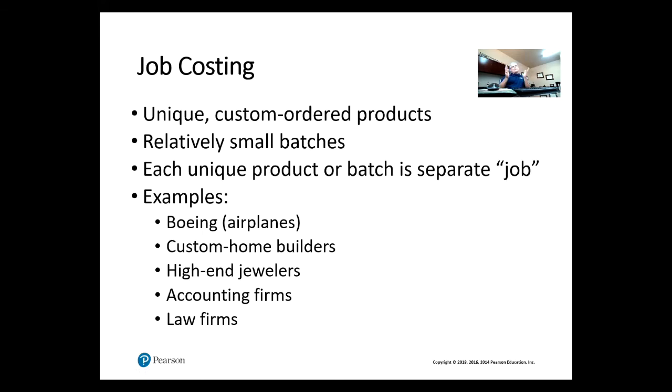I would assume that an airline company will order a number of planes at any point in time, and when they get those orders, they'll produce those specific planes. They don't just have a plane lot. Other examples are custom home builders, a contractor building specific homes for specific customers, high-end jewelers, accounting firms, and law firms.